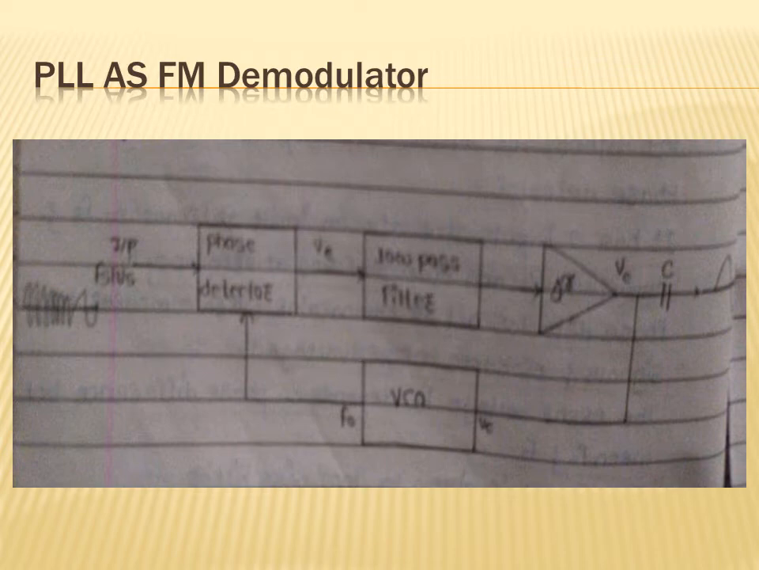In the PLL, you have to add only one capacitor and write all the explanation of the PLL, and only the output VC is given to the capacitor. The capacitor's function is to block the DC signal and pass only the AC signal.